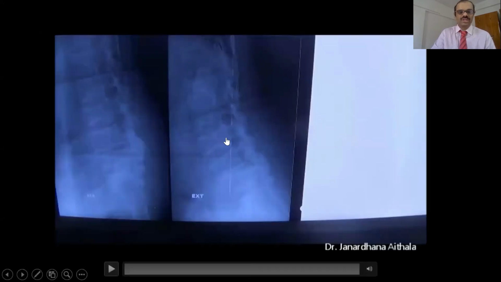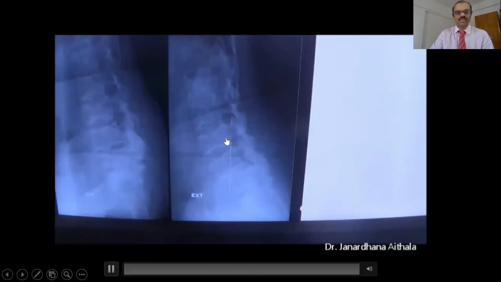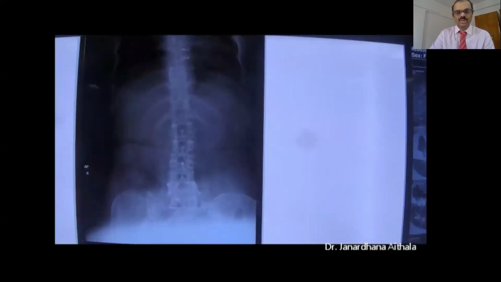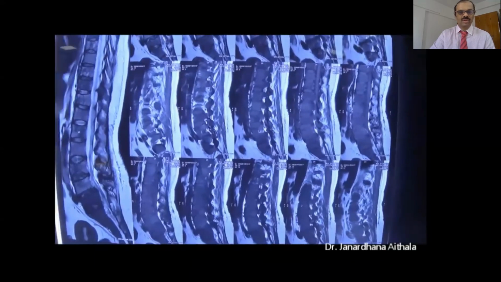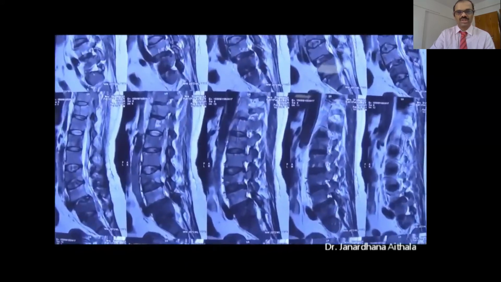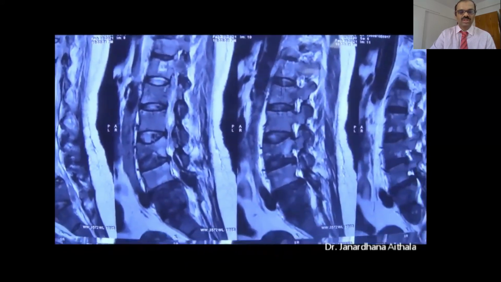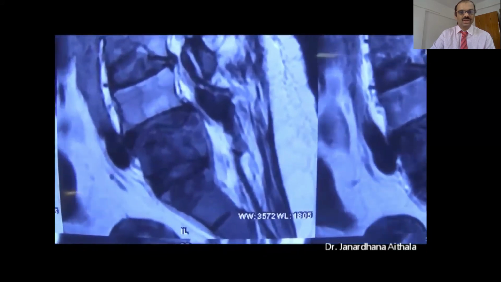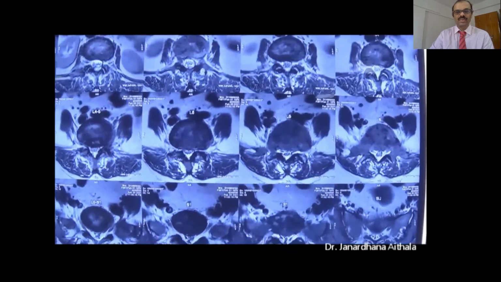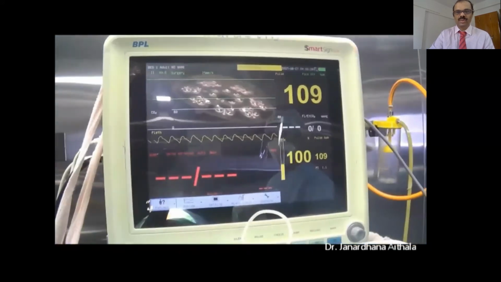So I will demonstrate the techniques using a video here. This is a case of multiple metastases, the pathological L3 and L5 vertebral bodies. At L3, there is a pathological fracture and signal intensity changes in L5. So we have decided to do a percutaneous biopsy.